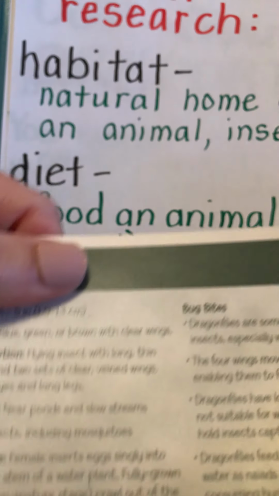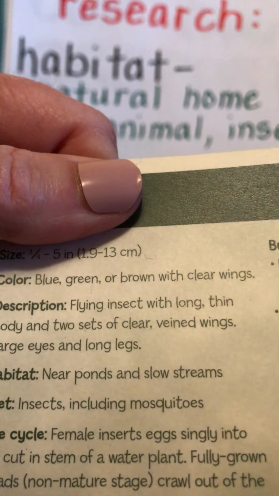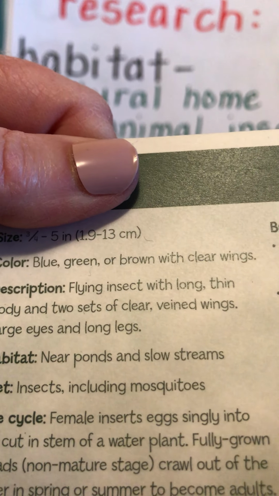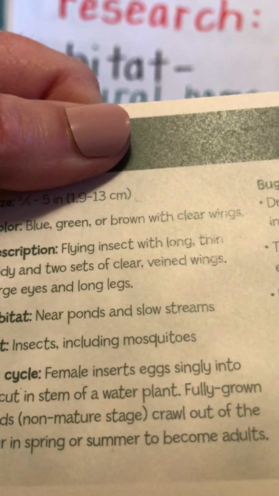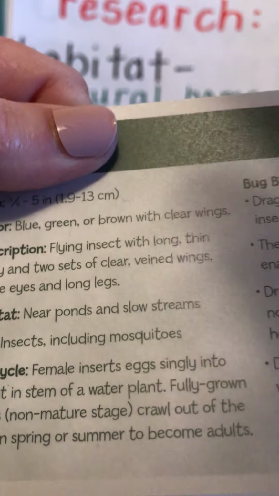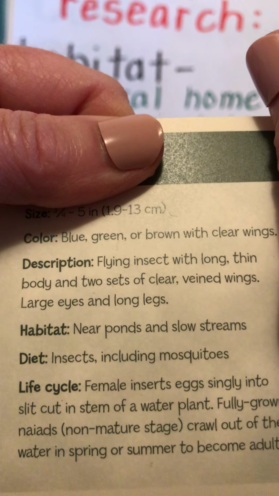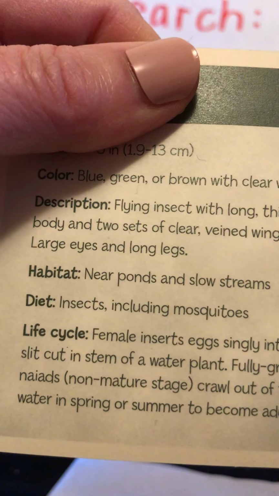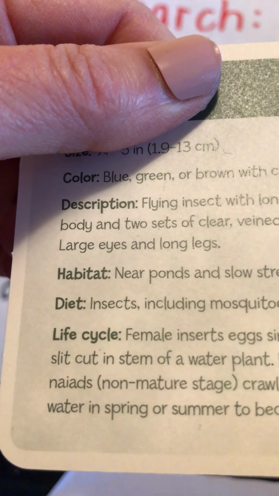This one you might know. Flying insect with long, thin body and 2 sets of clear, veined wings, large eyes and long legs. Let's read some other things about it to help you guess. Oh no, did you see on the other side it said the name of it? They live near ponds and slow streams. Okay, I'm not going to show you the other side because it has the name of it, but I'll give you some hints.